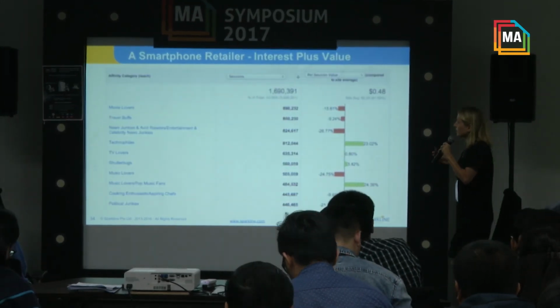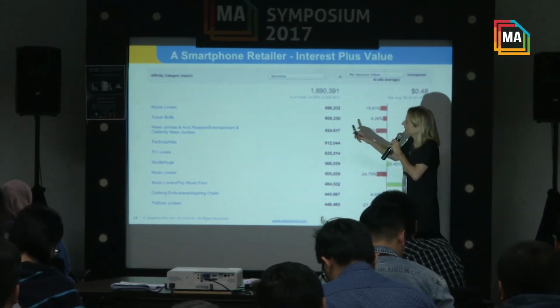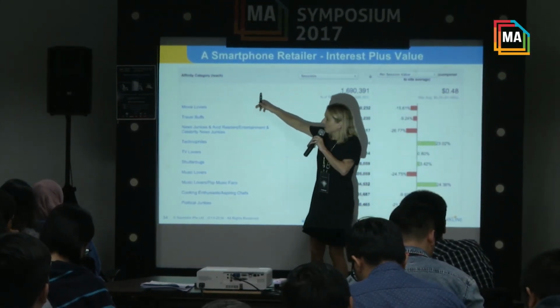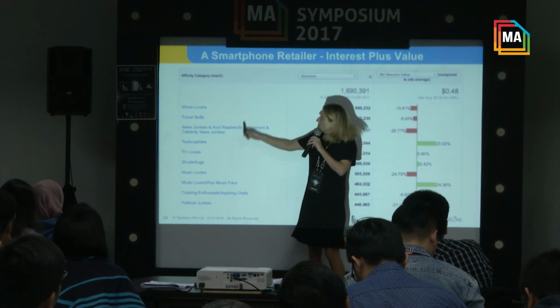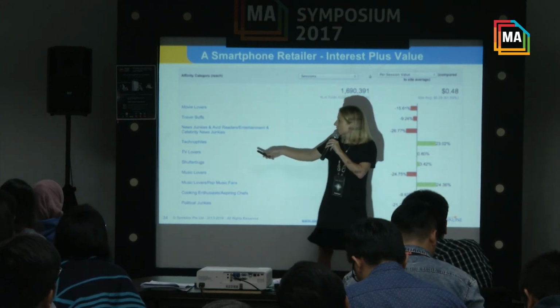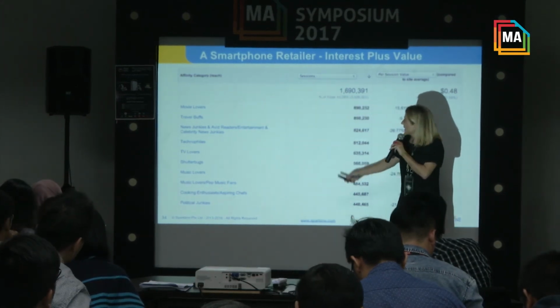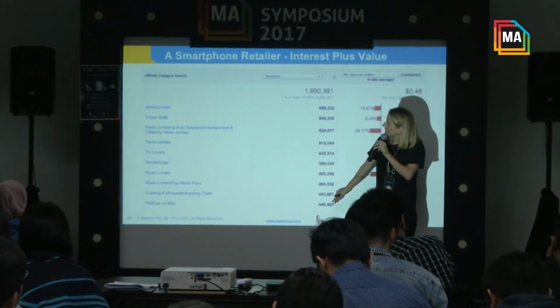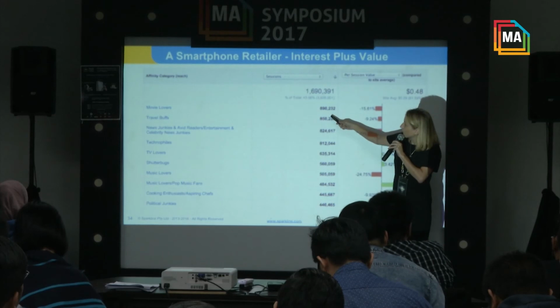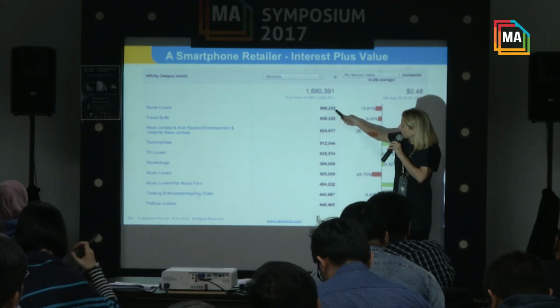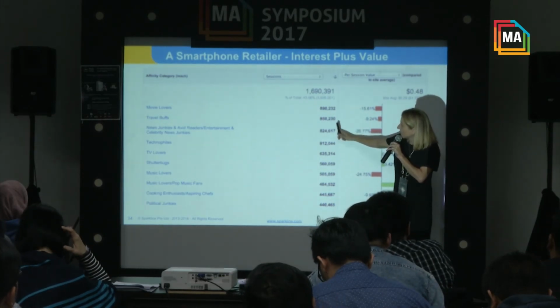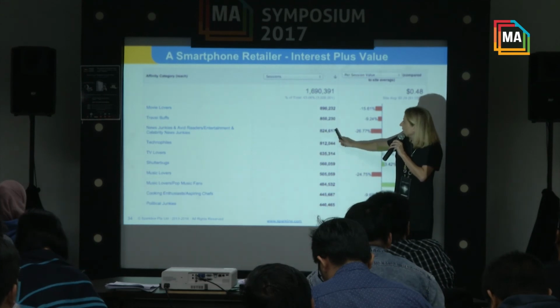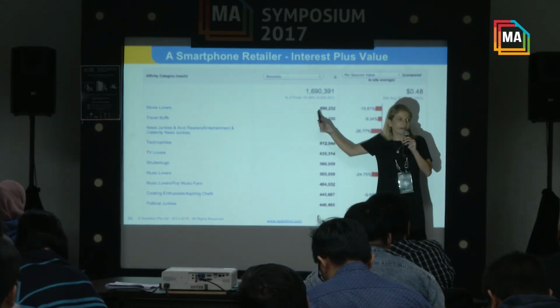So for this smartphone retailer, we can see their affinity category, i.e. what they're interested in, are all these things. They like movies, they like travel, they like TV. And if you looked at just this, you would say, well, I've got more movie lovers and more travel buffs and more news junkies. So that's the information I'm going to take.